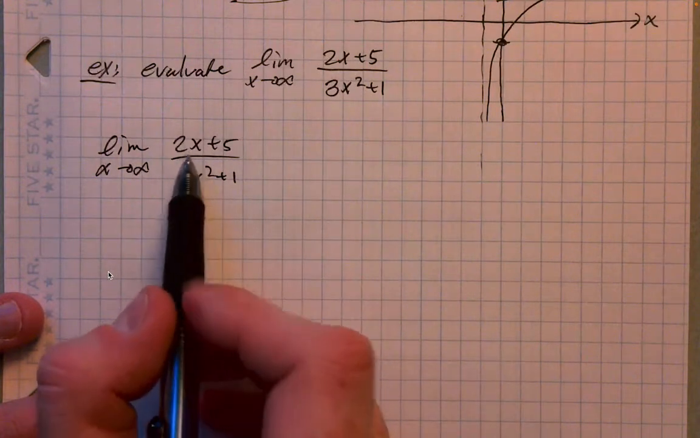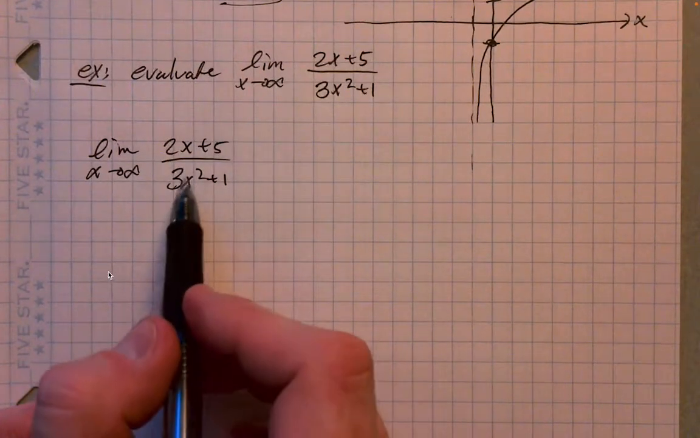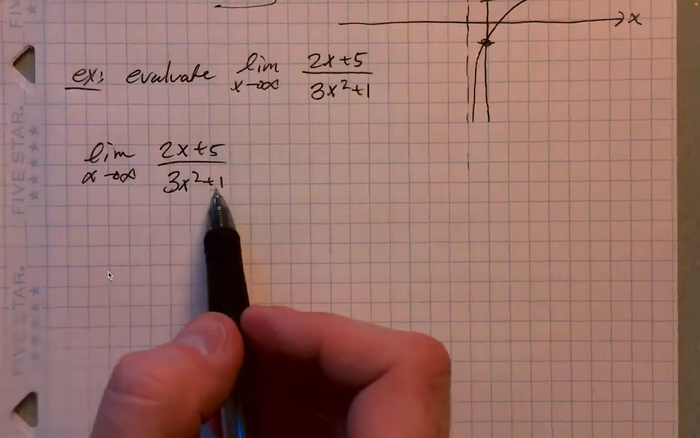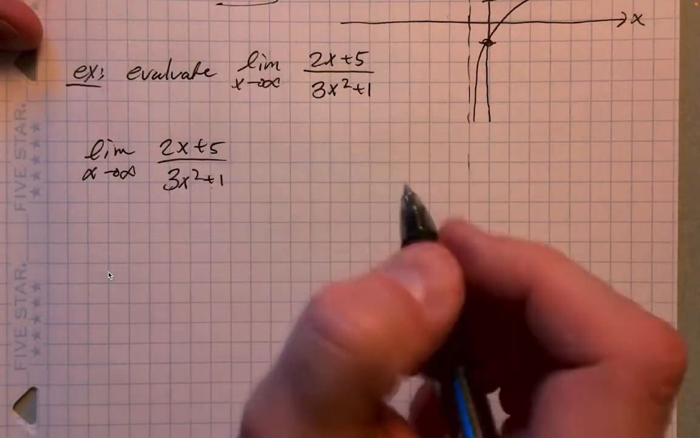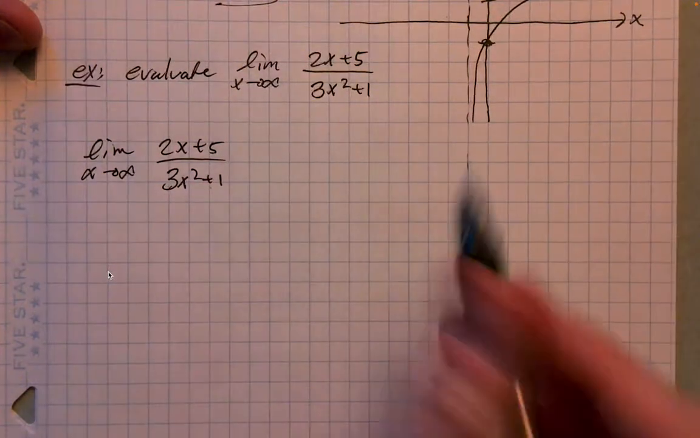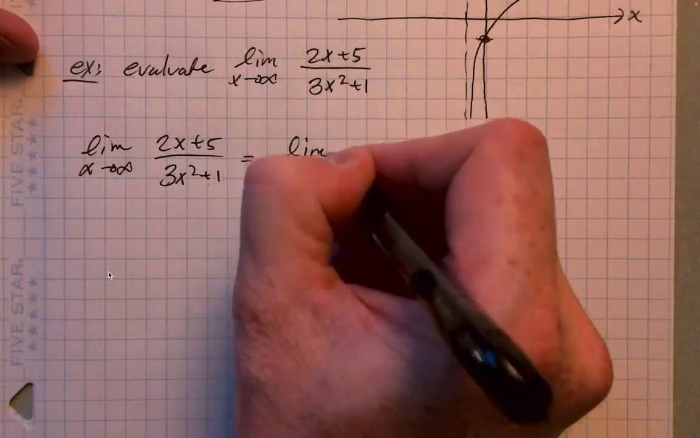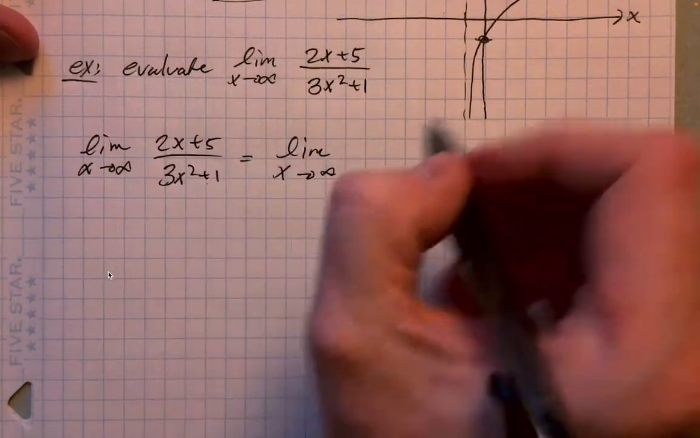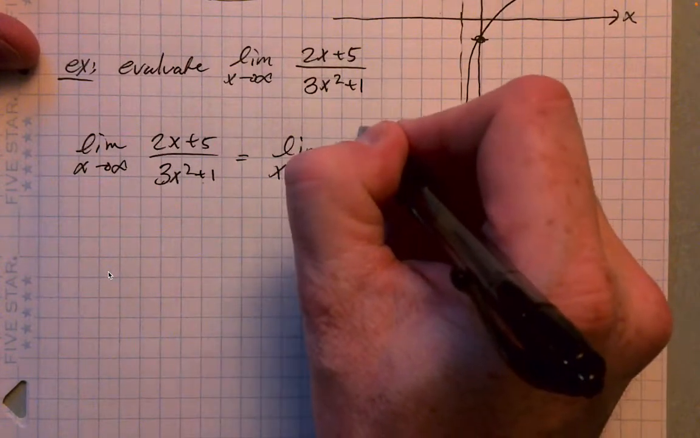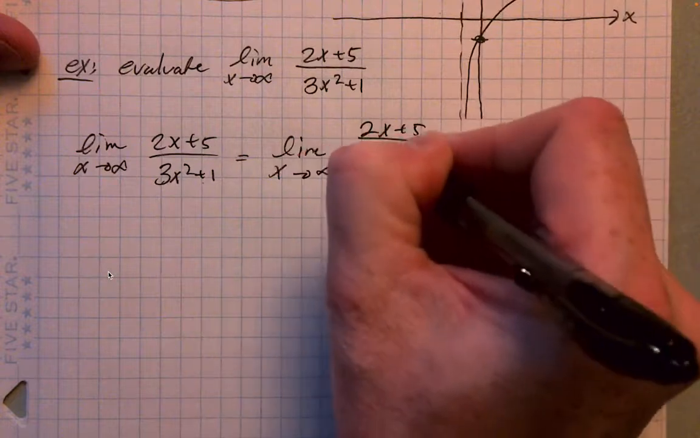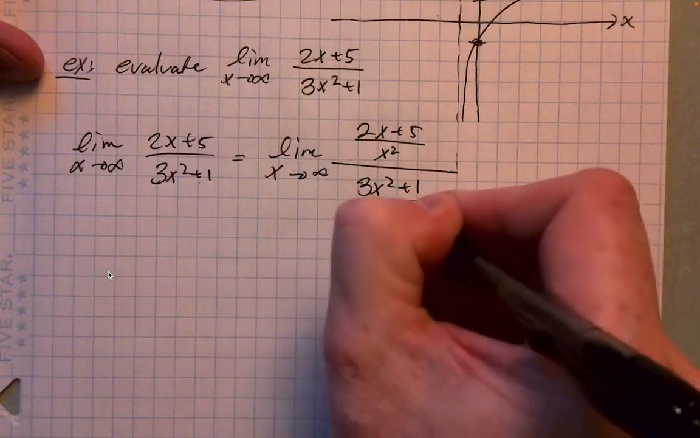So here you'll notice that the degree of the numerator is 1, the first degree, and in the denominator the degree is 2. So something a little different already is happening. So we'll multiply top and bottom by 1 over x squared. And so what happens when we do that? Well, we get something that looks like this. So it'd be 2x plus 5 over x squared divided by 3x squared plus 1 over x squared.